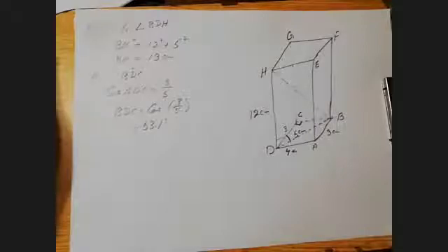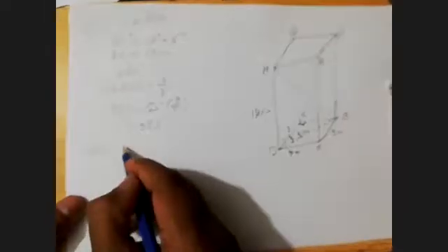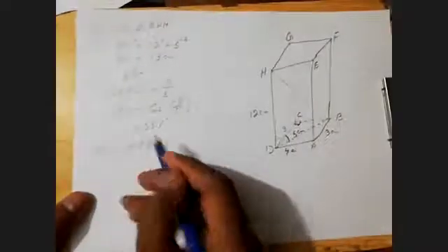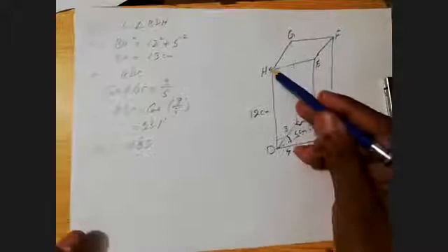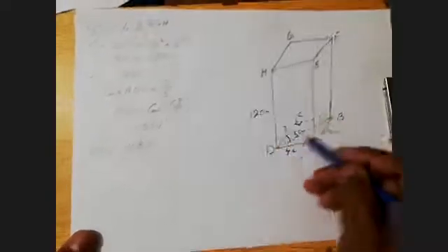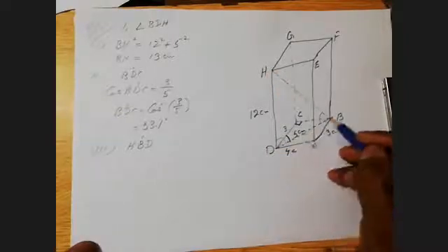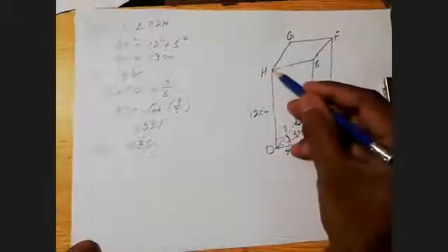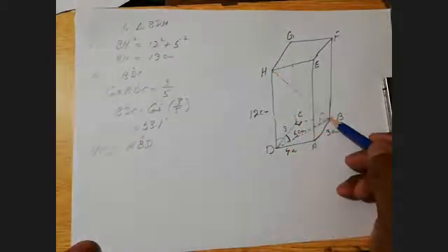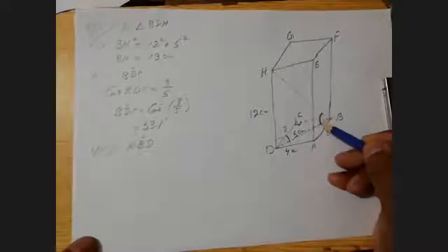Now the third part. In the third part, we have to find out angle HBD. This angle is required. This right angle triangle is standing vertical. This is the base of the right angle triangle, this is the height, and this is the hypotenuse. We have to find out this angle.